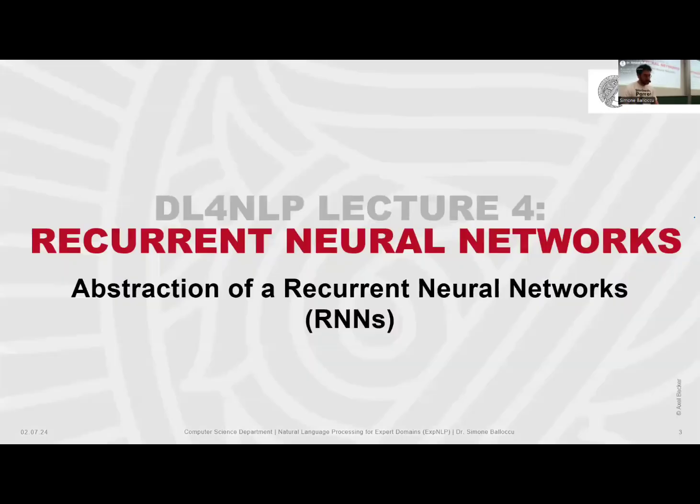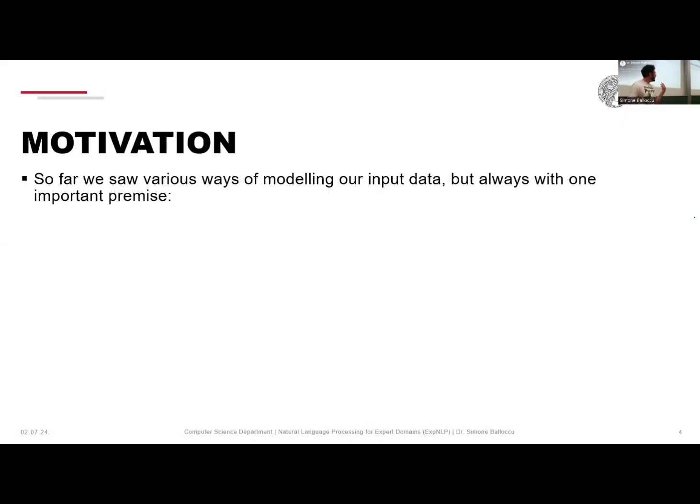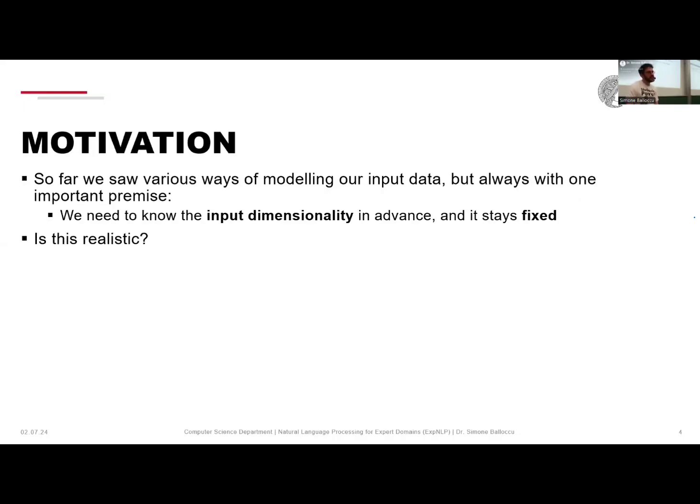So let's start. Abstraction of an RNN. What is an RNN? But first, we start with the motivation. We saw various ways of modeling your input data, but there's always one thing which is the same: we need to know the input dimensionality. We have that D, a certain amount of elements with that dimensionality. So it's fixed. Is this realistic? Can you tell me a case in which this might be bad? To always assume we have, I don't know, 10 elements, 20 elements.